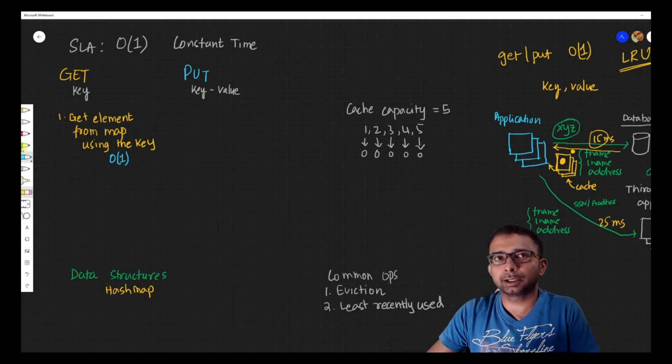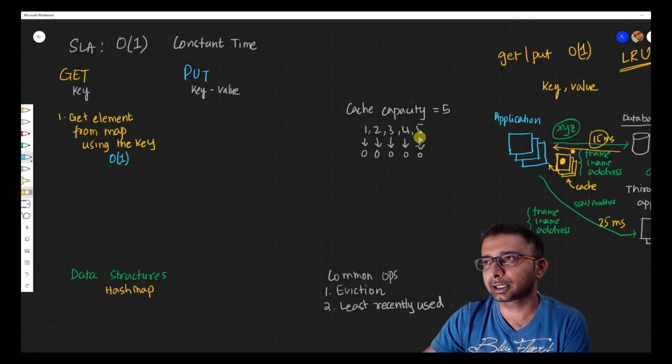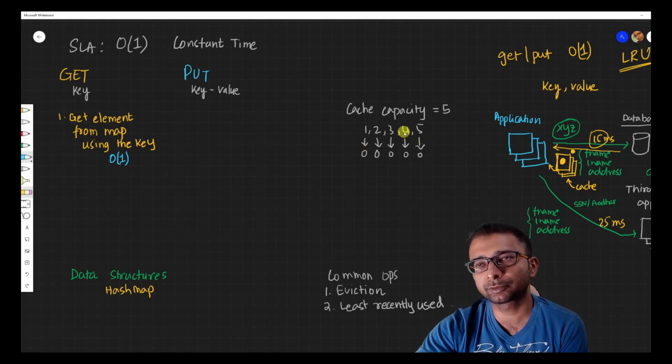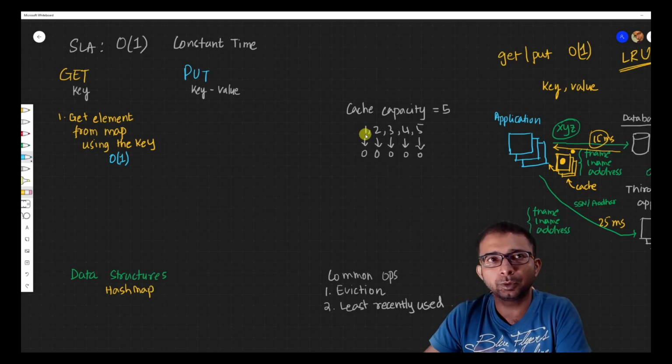Now let's consider this example. We have 1, 2, 3, 4, and 5. These are my keys, right? And say 5 is the least recently used, then 4, then 3, then 2, and 1 is the most recently used, right? So how are we going to store that?